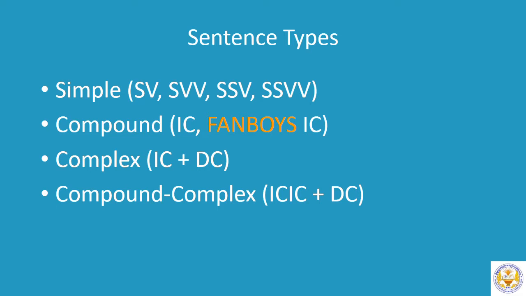A complex sentence is a kind of sentence that contains an IC and a DC. Today we will talk about what is IC and what is DC. IC is independent clause and DC is dependent clause. When a sentence contains one or more DC, that sentence becomes a complex sentence. A compound-complex sentence is a compound sentence that contains one or more dependent clauses. So now let's go to what is a clause and how many kinds of clause we have.